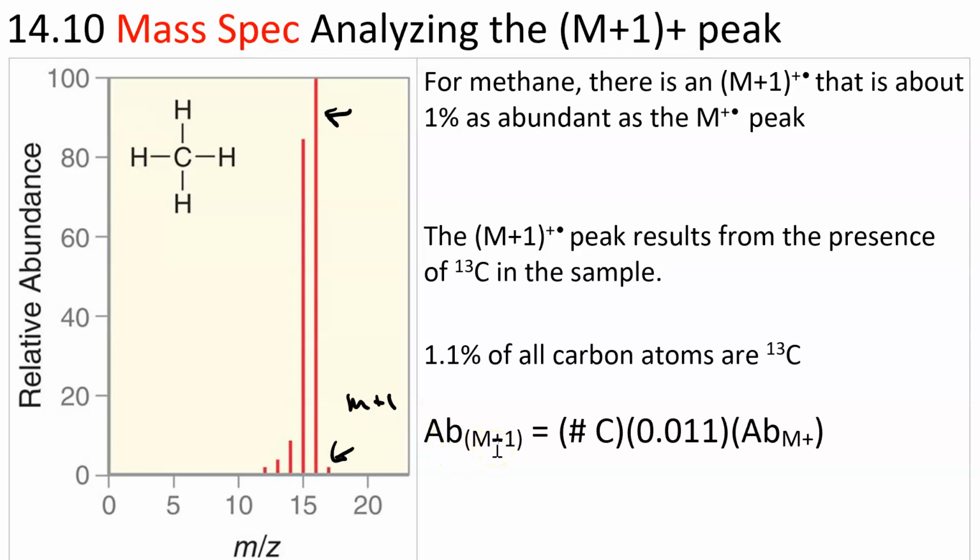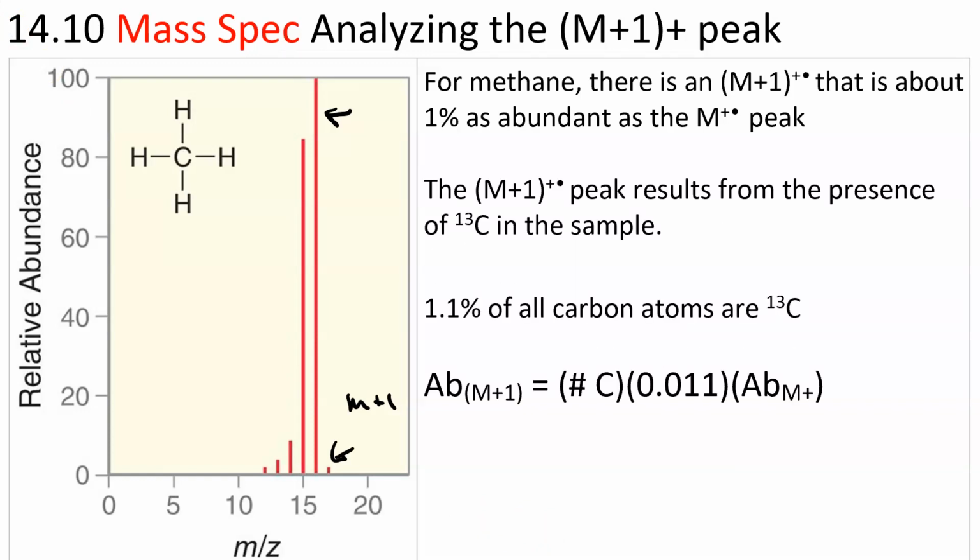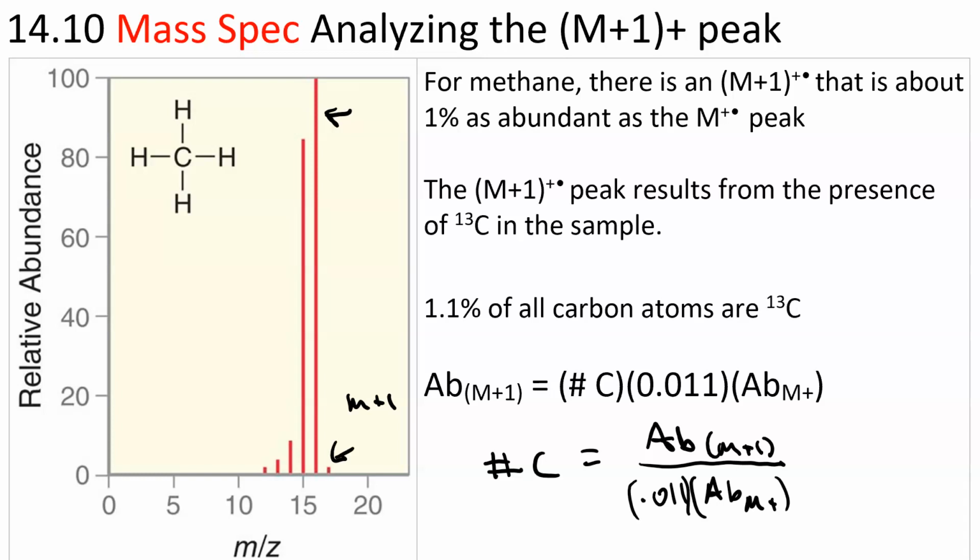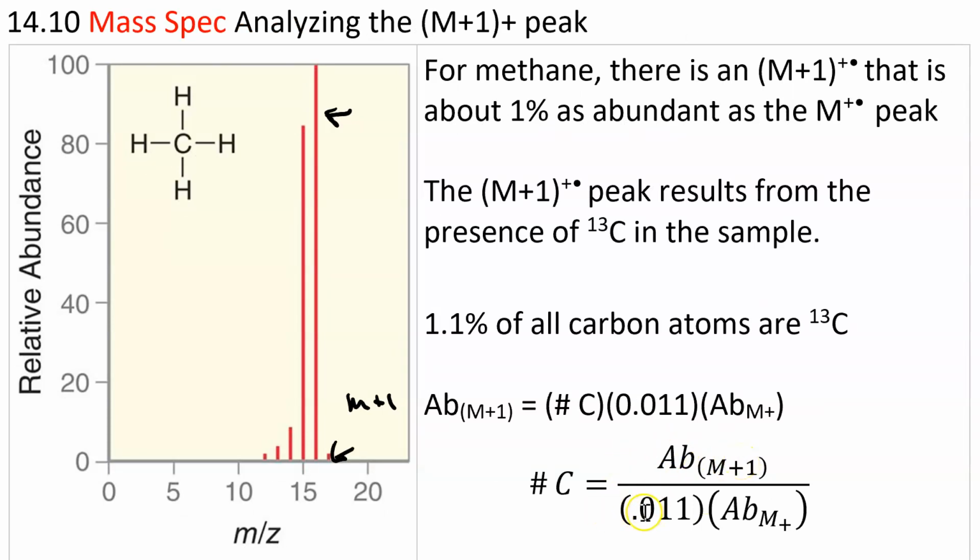The abundance of the M+1 peak, usually, is equal to the number of carbon atoms times 0.011 for that 1.1% times the abundance of the M+ peak. So here we've got 1 carbon times 0.011 times 100, which equals 1.1. But we can also rearrange this equation to find the number of carbons. So the number of carbons equals the abundance of the M+1 peak over 0.011 times the abundance of the molecular ion peak. So if we take the abundance of our M+1 peak and we divide it by 0.011 times the abundance of the molecular ion peak, we get the number of carbons.